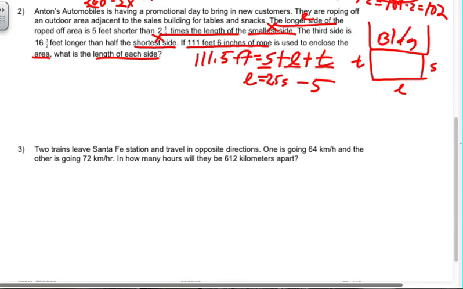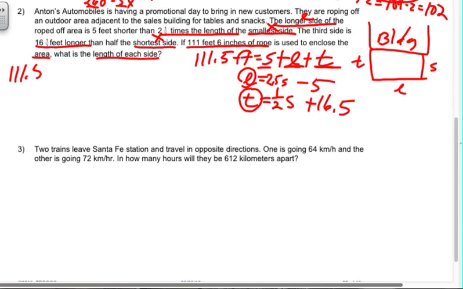The 3rd side, which was T, is 16.5 feet longer, so I'm going to add 16.5 feet, then half the shortest side. And there we've got this. So what we need to do then is come back in and substitute this for L in here, and substitute this for T in here.